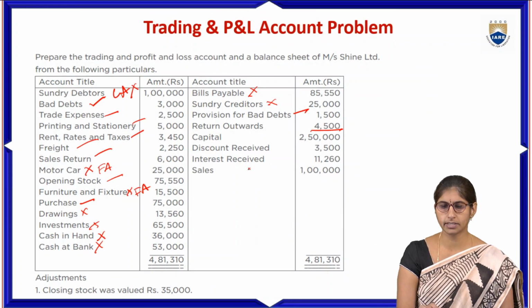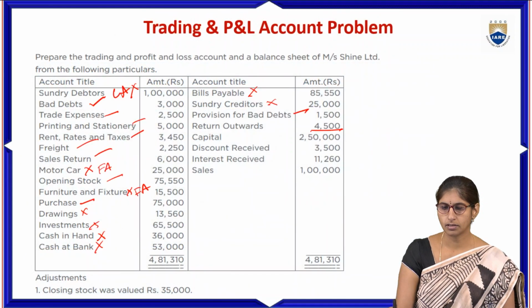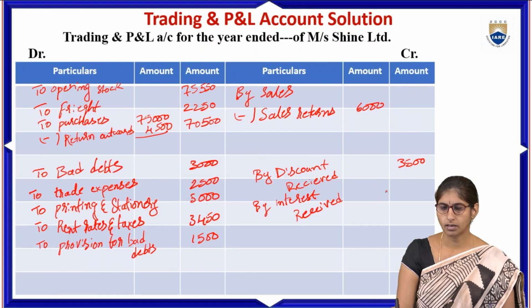Next, interest received. It is also income. So by interest received, 11,260.